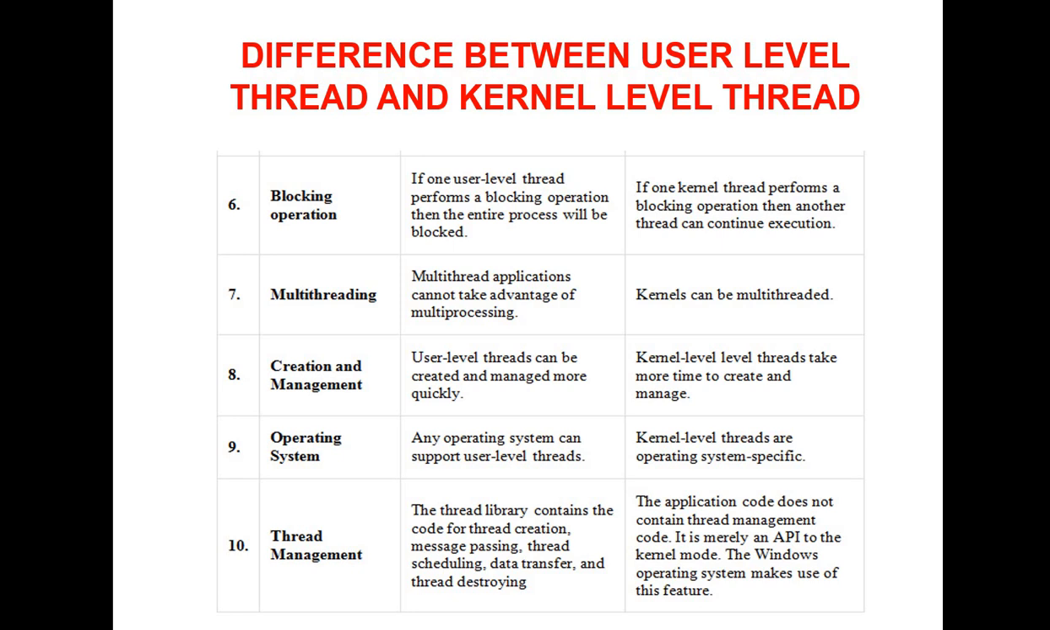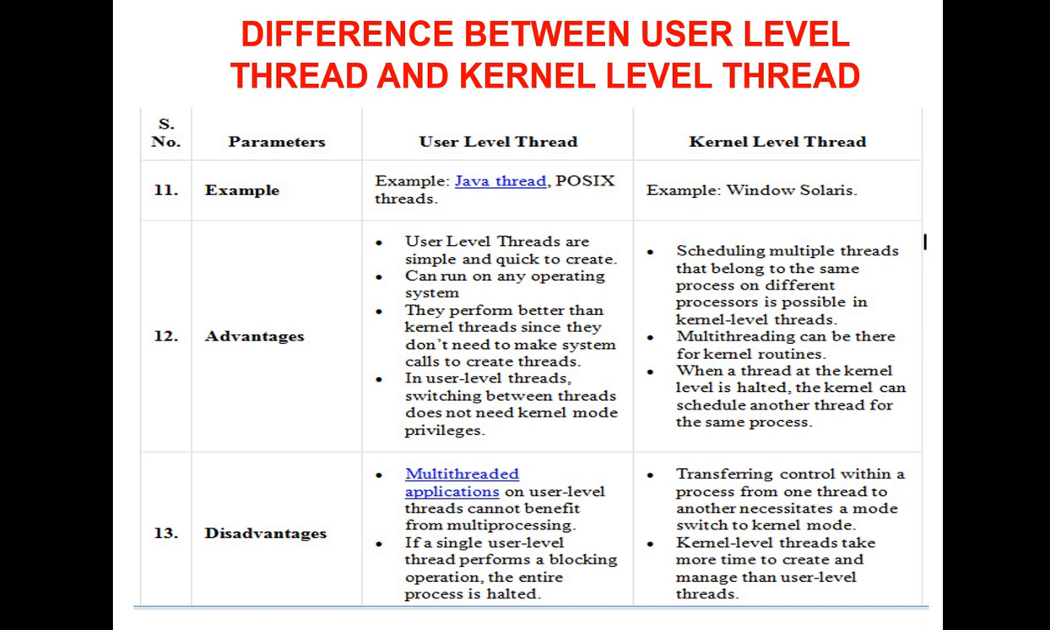Thread management. The thread library contains the code for thread creation, message passing, thread scheduling, data transfer, and thread destroying. But in kernel level threads, the application code does not contain thread management code. It is merely an API to the kernel mode. The Windows operating system uses this feature. So the examples for user level threads are Java threads and POSIX. The examples for kernel level threads are Windows and Solaris.